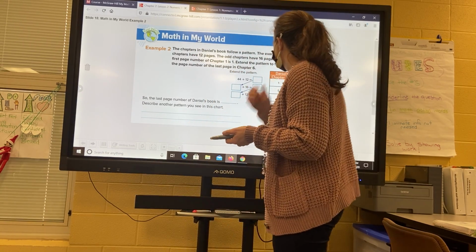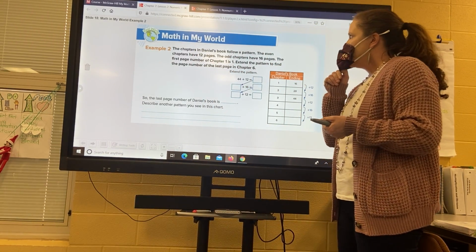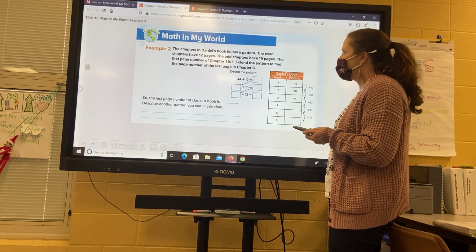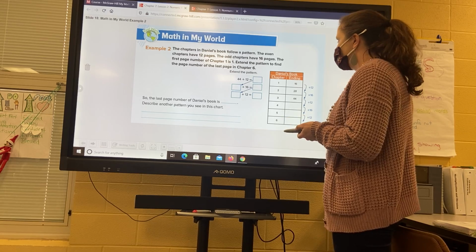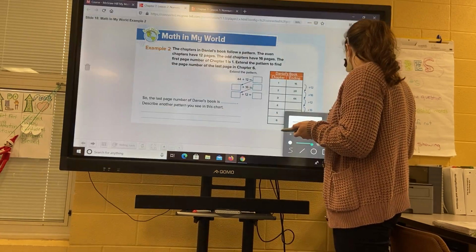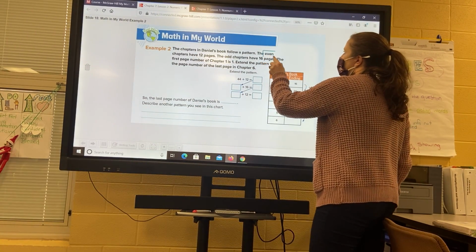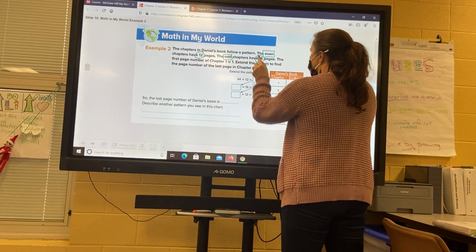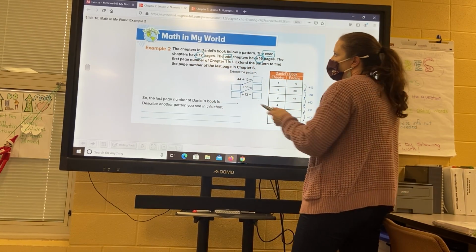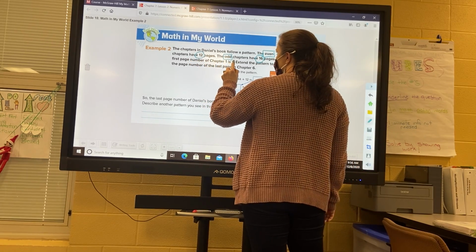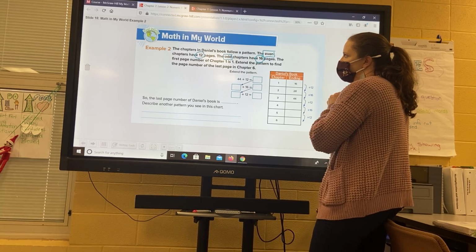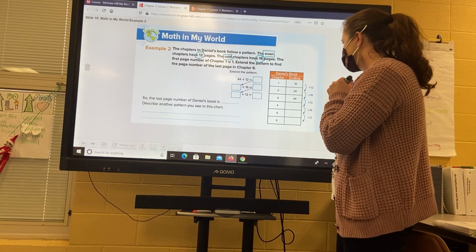All right, let's look at example 2. It says the chapters in Daniel's book follow a pattern. The even chapters have 12 pages. I'm going to box this in. The even chapters have 12 pages. The odd chapters have 16 pages. The first page number of chapter 1 is 1. Extend the pattern to find the page number of the last page in chapter 6.